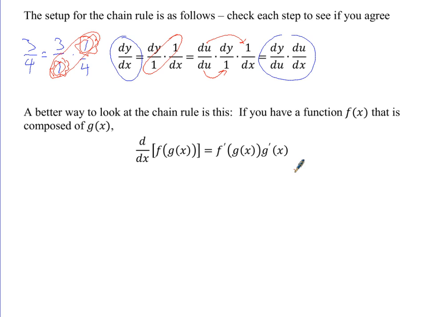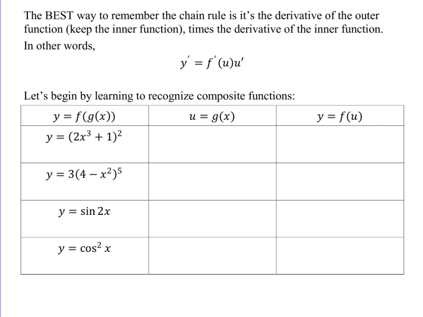Okay. The third way to remember the chain rule is, I think, the best. It's the derivative of the outer function, keep the inner function the same, times the derivative of the inner function. In other words, y prime equals f prime u times u prime. F prime u times u prime, that's the chain rule. That's what you need to know.